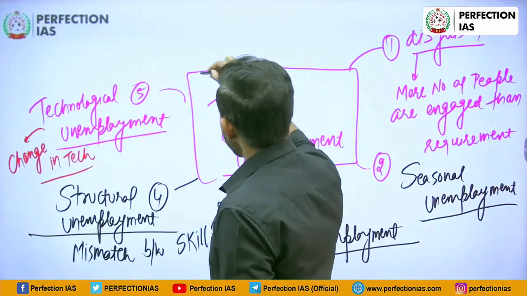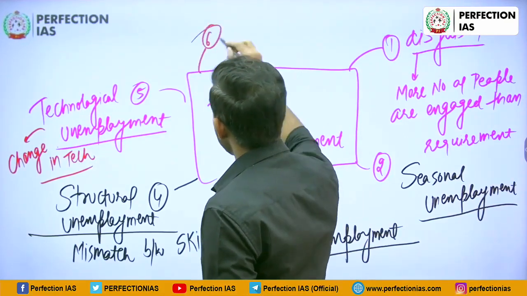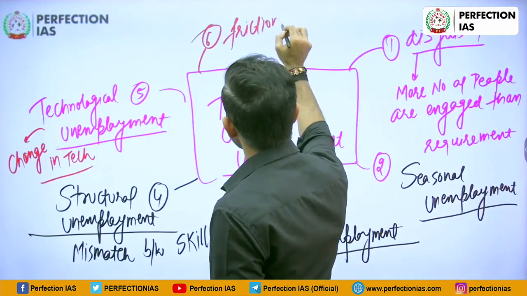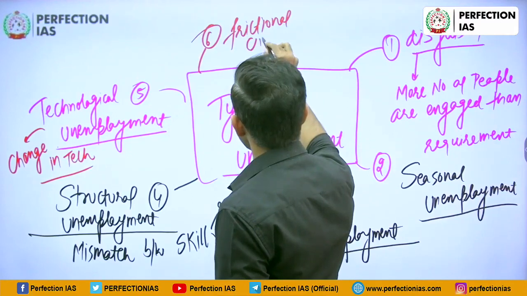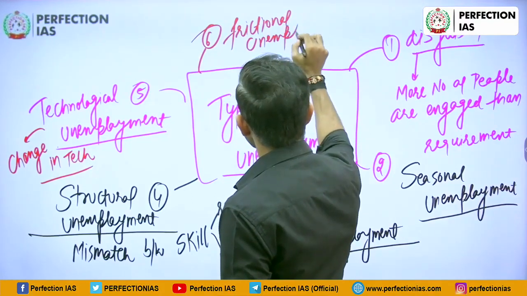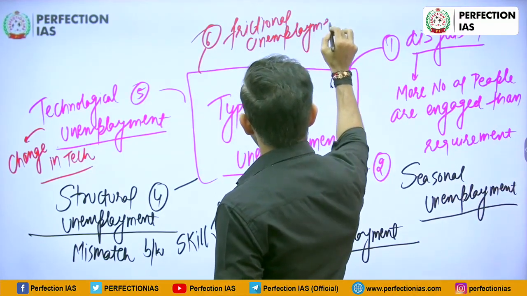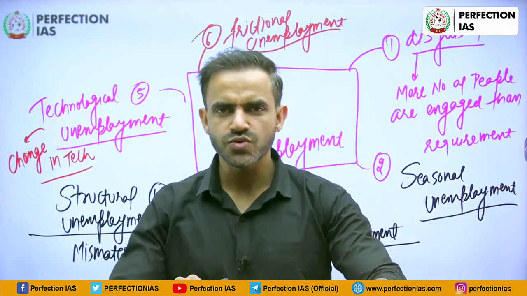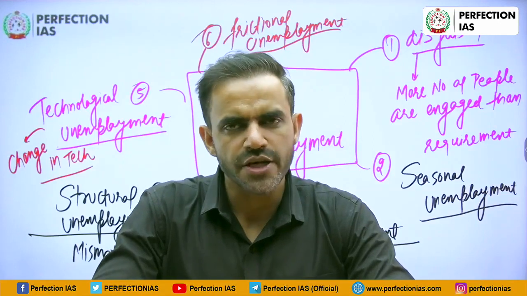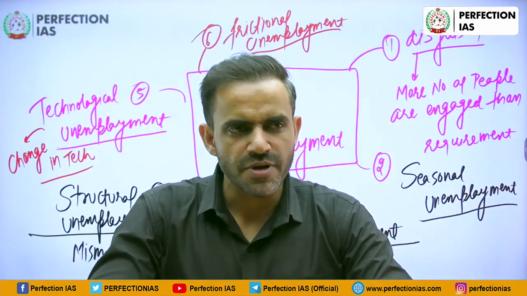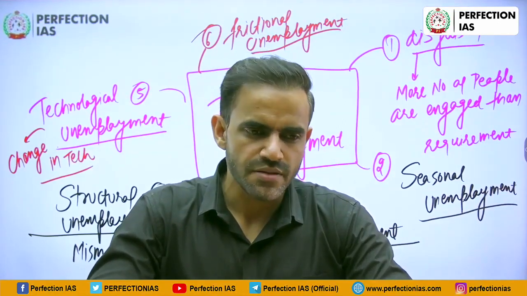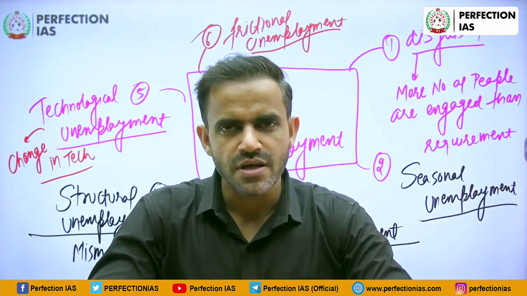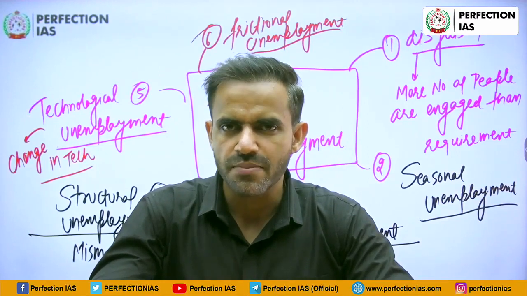Okay, and the next and last type of unemployment is frictional unemployment. In the simplest sense, this type of unemployment is there when a person is switching jobs from one company to another company. So if a person is switching from one company, then for some time period the person may be unemployed. However, this is kind of voluntary unemployment.